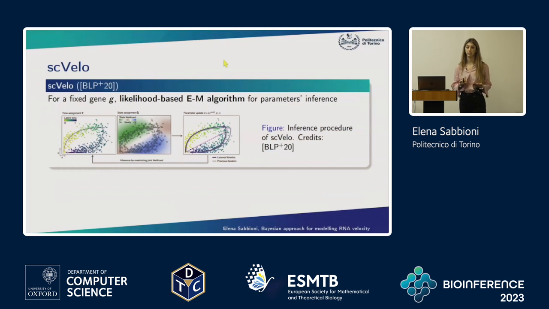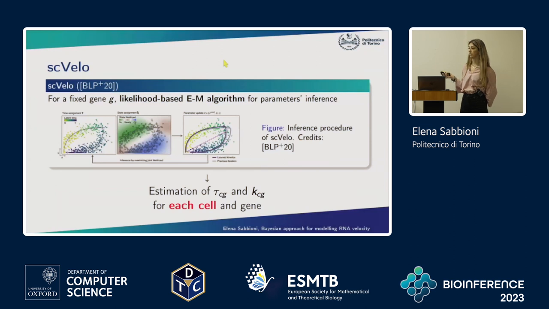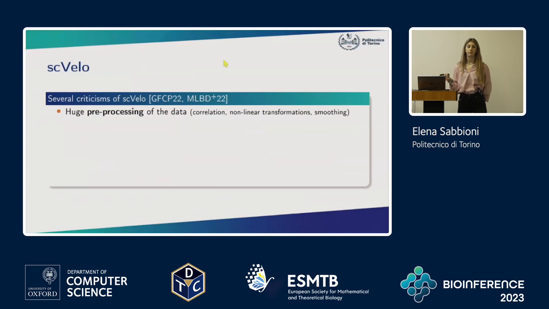scVelo is the most important work in RNA velocity literature, and it's based on an expectation maximization algorithm. Here, the authors estimate both a time and a state for each cell and for each gene. So they are able to connect each cell to a position in the ODE dynamic using only one observation for each single cell. But in literature, there are several articles that point out that there is some criticism of scVelo.